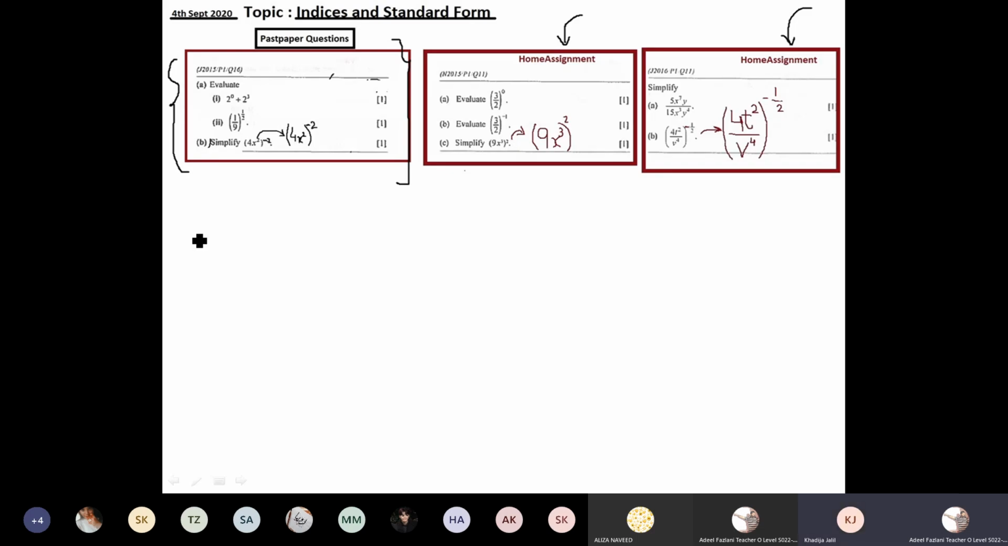Sir, please zoom in a bit. I cannot see the numbers. So are you using your Android or laptop? Sir, computer. Okay. Let me do it.